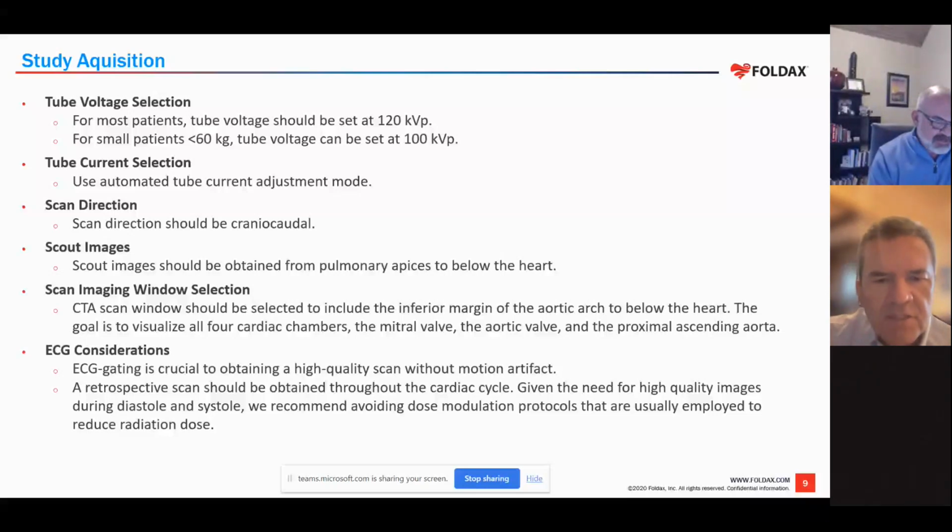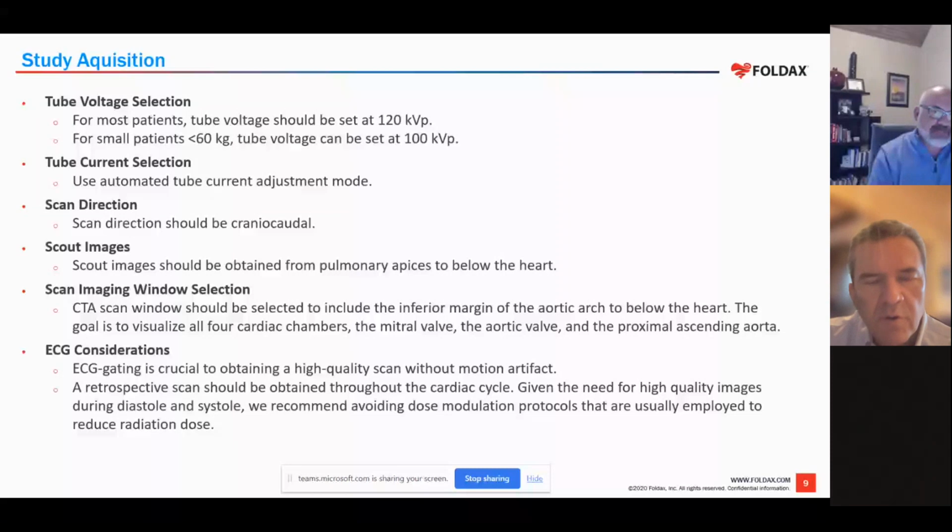So the scan should be obtained in a retrospective fashion throughout the cardiac cycle. And normally with these scans, you can turn on dose modulation, which will decrease radiation exposure and dose during systole. But in this case, we want to image the heart during systole for the mitral valve study. So we recommend avoiding use of dose modulation protocols so that we can still obtain images with adequate X-ray penetration and detection in the systolic phases as well.